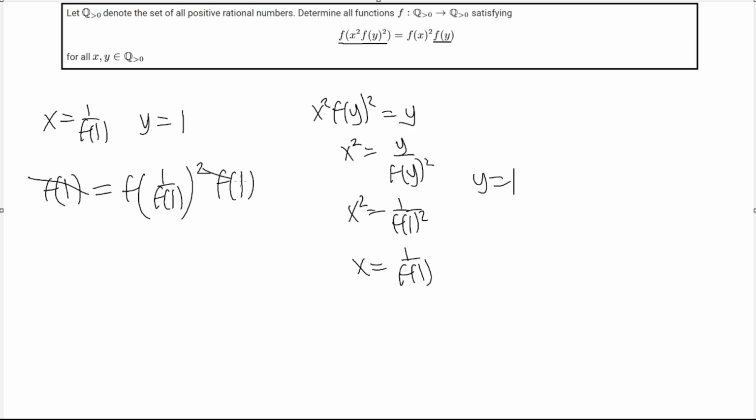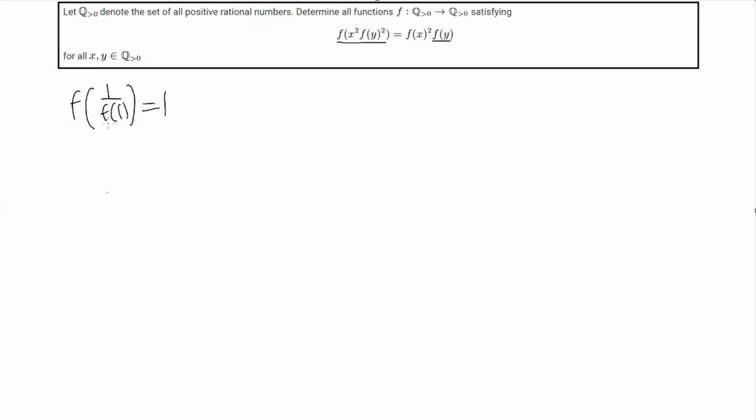Then we can cancel these guys out, because we know they're not 0. So f of 1 over f of 1 squared is equal to 1. And since it is positive, we have f of 1 over f of 1 is equal to 1. Now this will be very useful to us. Okay, so now we know that f of 1 over f of 1 is equal to 1.